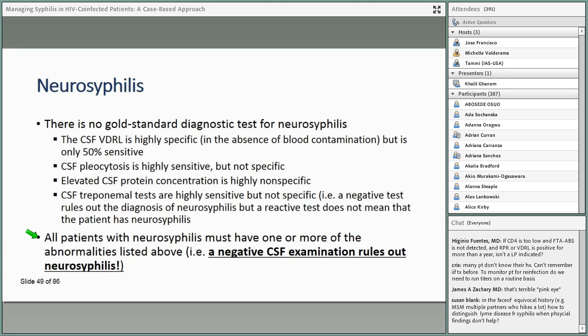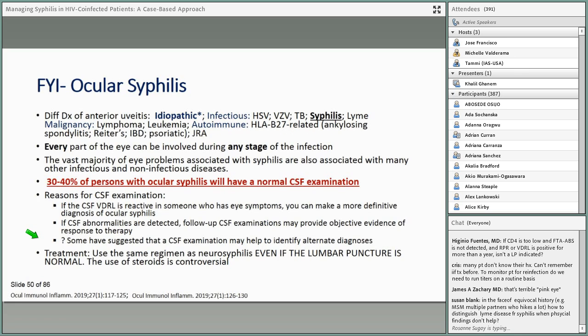and ocular syphilis first. First, with neurosyphilis, there's no gold standard diagnostic test. The CSF VDRL is very specific, so if it's positive, it's very helpful to tell you that this is neurosyphilis, but it's not very sensitive. It's only 50% sensitive. Finding a high number of white cells, or pleocytosis, in the CSF is very sensitive, but it's not very specific. A lot of things can give you abnormal white cells in the CSF. Also, a high protein concentration in the CSF is not specific at all.